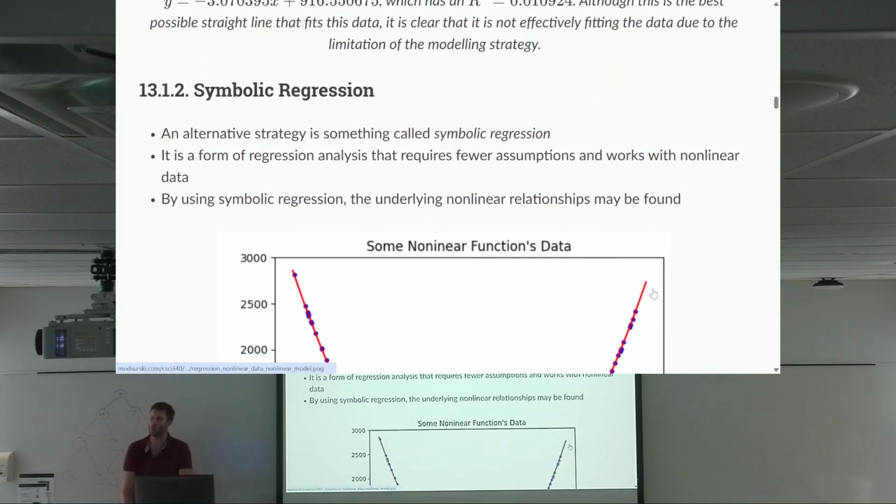All right, so this is where something like symbolic regression can come in. So an alternative strategy: symbolic regression. There are other ways and mechanisms and tools that we can use to do nonlinear regression. Symbolic regression is just one of them, and it's one that I like because I like genetic programming. I think it's fun. So what's nice about symbolic regression is it ultimately requires you to make fewer assumptions about the data in order to work with nonlinear data.